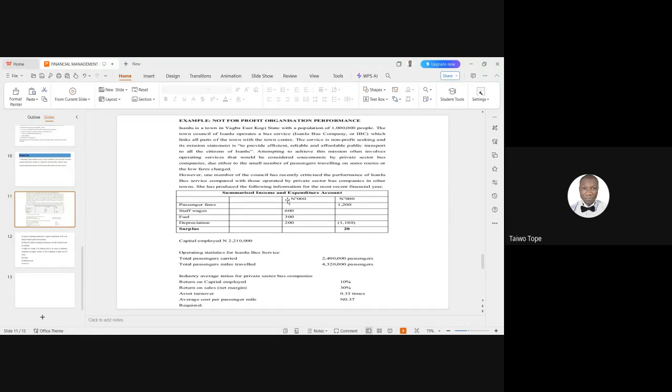So now the first ratio we have to compute is what? The first ratio we have to compute is return on capital employed. Sorry, just trying to switch. So the formula for return on capital employed is what? Please, you can write it down. Profit before interest and tax.